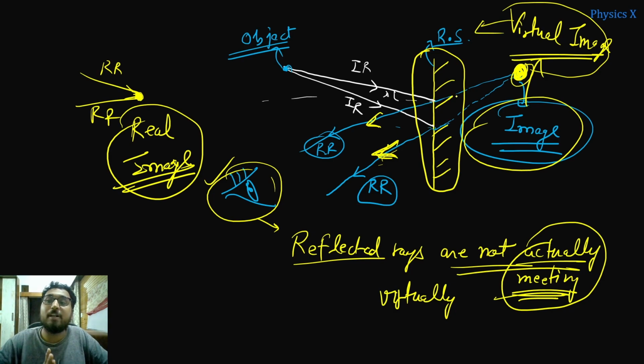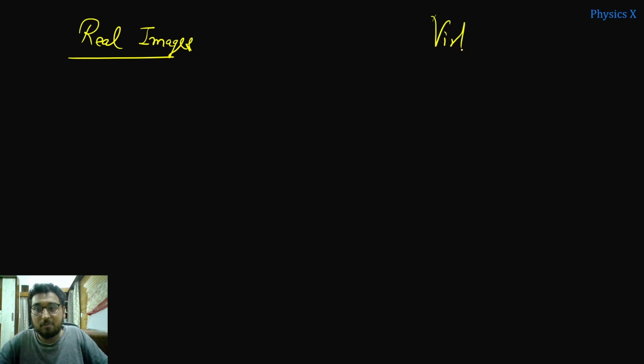They will appear to be meeting on the back side of the mirror, and that is why we call all the images formed by a plane mirror virtual. That means the image which we observe in the plane mirror is not a real image, it is a virtual image. So we can actually classify images into two types, that is a real image and a virtual image.